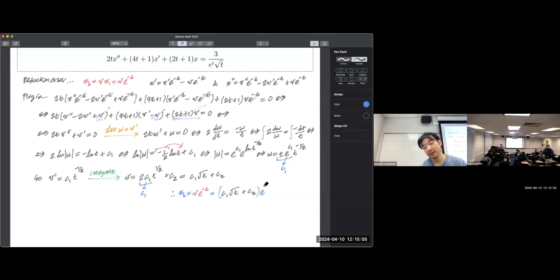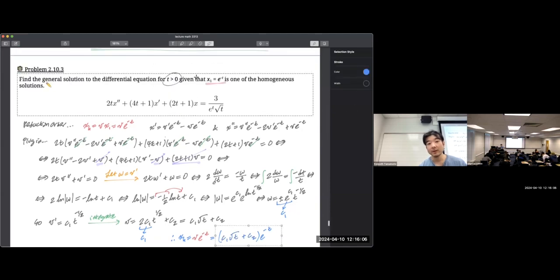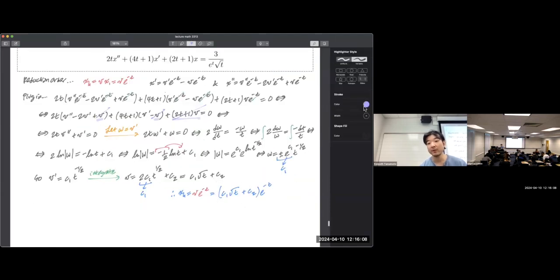Times e to the negative t. So this is our homogeneous solution. Given that one of the homogeneous solutions is given to us as e to the negative t, we can always find the full homogeneous solution inclusive of the second homogeneous solution. So let's multiply it out.